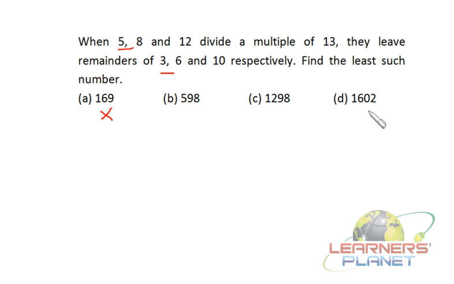Now similarly, it cannot leave the remainder as 3, so obviously it is also eliminated. Now we have to check these two options. If 598 fulfills all the conditions, that means it will be the correct choice.